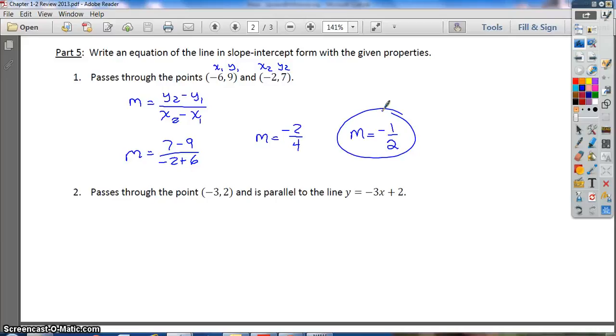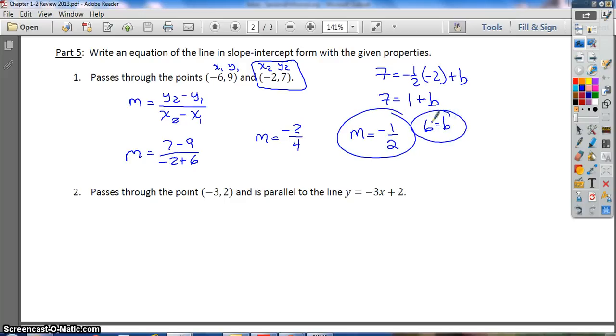Write an equation of a line that passes through these points in slope-intercept form. Okay, so I have the slope. Now I need the intercept. So I'm going to use one of these points. I'm going to pick this one. You can use either one. They give you the same answer. So 7 will equal a negative half times negative 2 plus b. So this would be 7 equals 2 times a half is 1, negative times negative is positive. So b will be 6. Okay? This is supposed to be a 6 here. It looks like another b. So your final equation is y equals negative half x plus 6. Final answer.